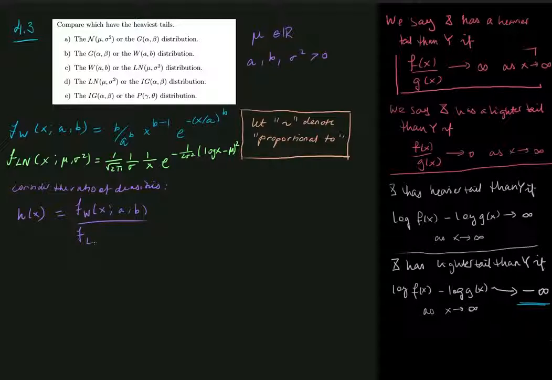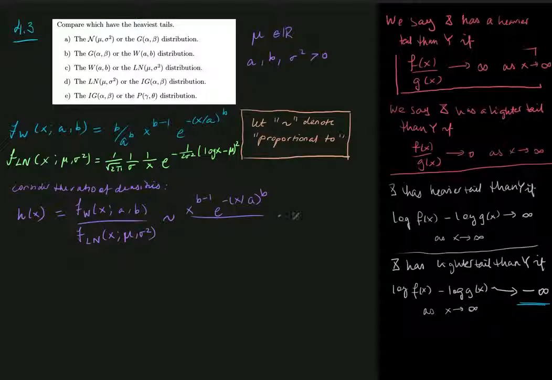So what I will be able to conclude when I take the limit of this ratio for x going to infinity is, if this ratio goes towards infinity, then the Weibull has the heavier tail, and if it goes towards 0, then the log-normal distribution has the heavier tail. So this ratio of densities is proportional to the Weibull density, where I remove all the constants that have nothing to do with x, divided by the log-normal density, where I remove all the constants that have nothing to do with x.